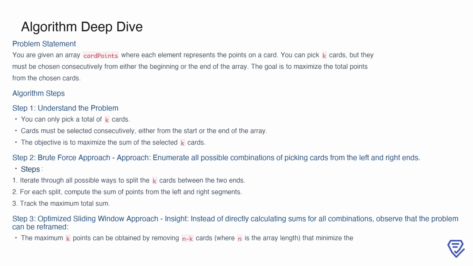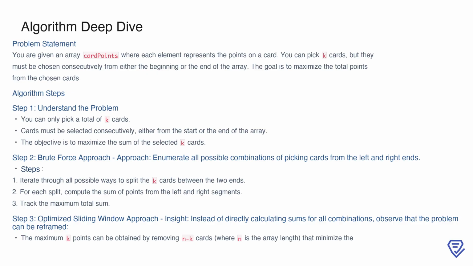Now, a brute force approach to solve this would involve enumerating all possible combinations of splitting the k cards between the two ends. For example, you could pick all k cards from the left, all k cards from the right, or split them in different ratios between the two ends. For each combination, you would calculate the sum of the selected cards and track the maximum sum across all combinations. However, this approach involves computing sums for multiple combinations, which can be inefficient.